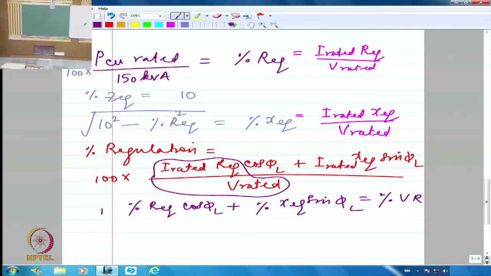And when you calculate the percentage R equivalent, you will always calculate it with reference to the Z base. So if you are talking about the high voltage side, the Z base itself is going to be larger. And if you are talking about the low voltage side, Z base itself will be smaller. So ultimately when you calculate the percentage, everything will come out to be the same. No problem.